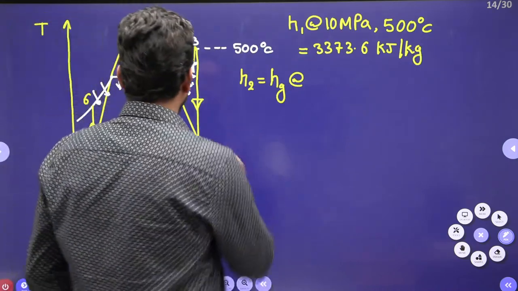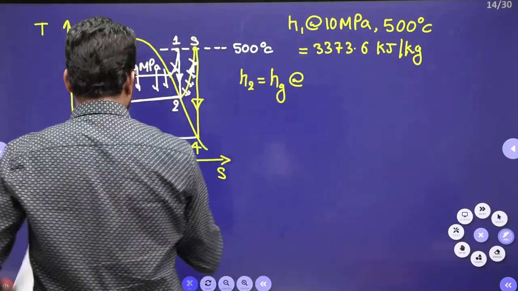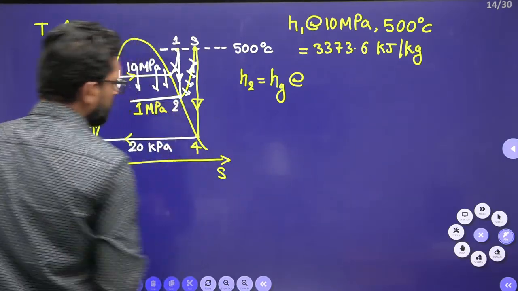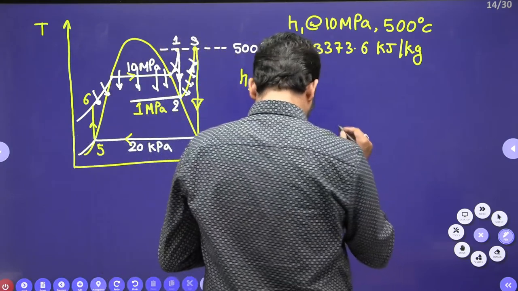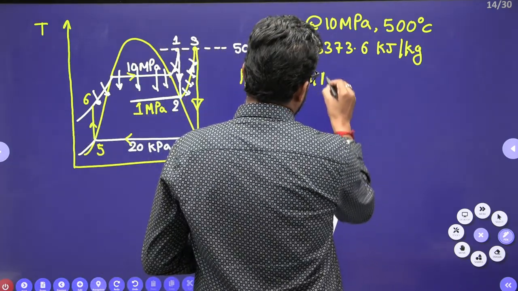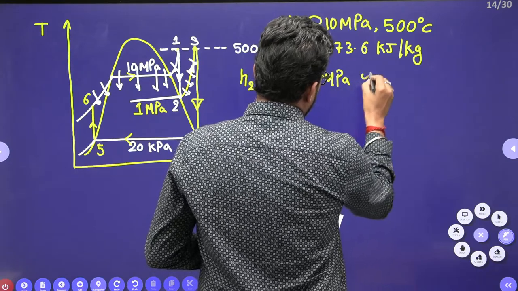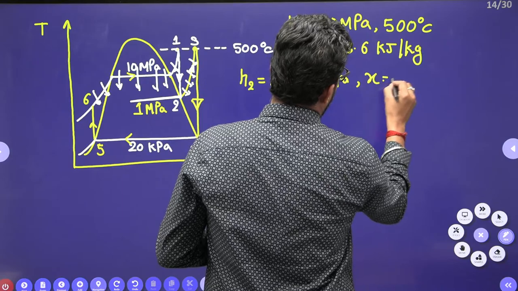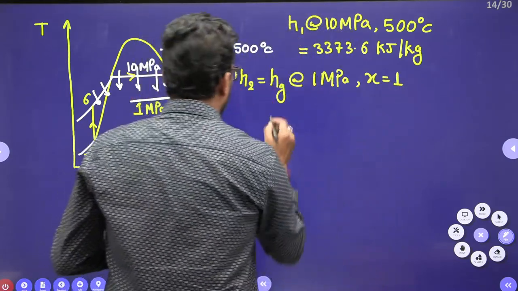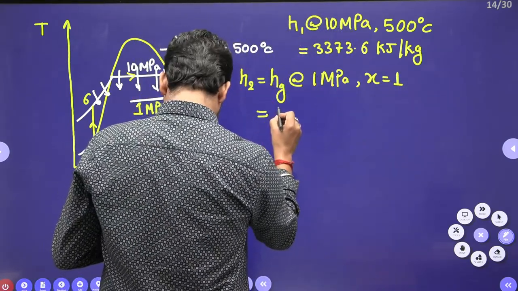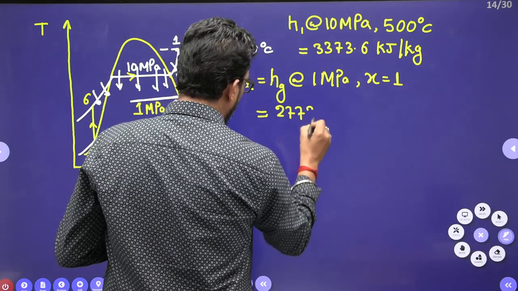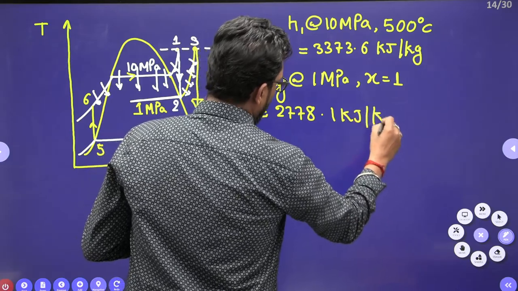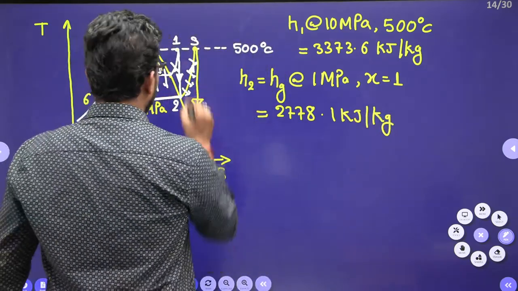So H2, it is what? At 1 megapascal, right, it is given, and the dryness fraction is 1. So at this condition, what is the value of H2? H2 is 2778 kilojoule per kg from the table. No problem at all. Now, what is H3?